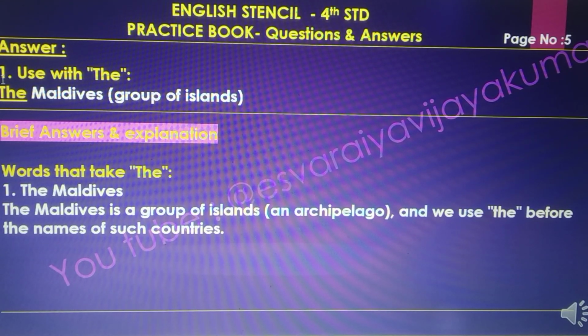Use the. First question: use with the. The Maldives, a group of islands. The answer is the. And the brief explanation: words that take the, The Maldives. The Maldives is a group of islands, an archipelago, and we use the before the name of such countries.